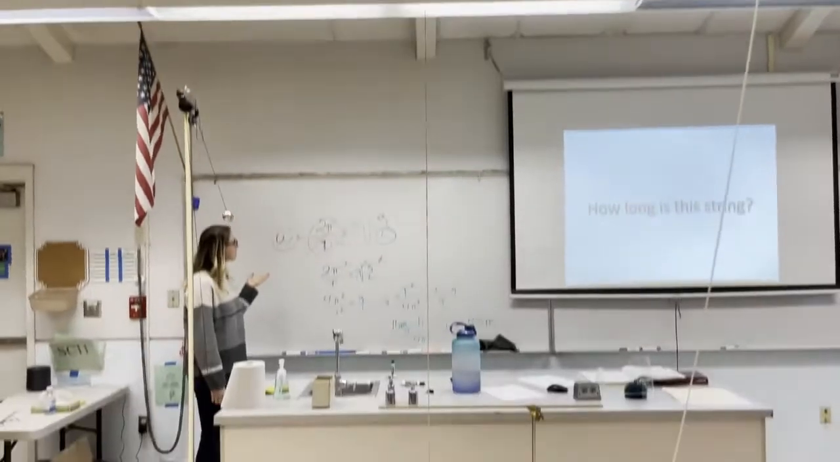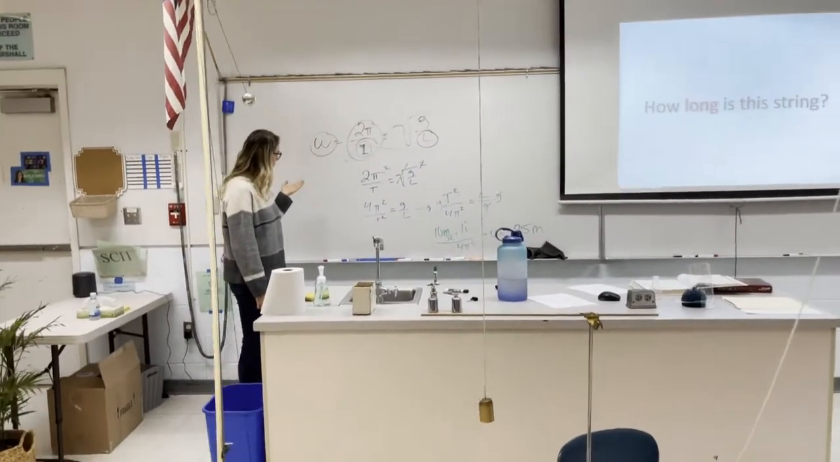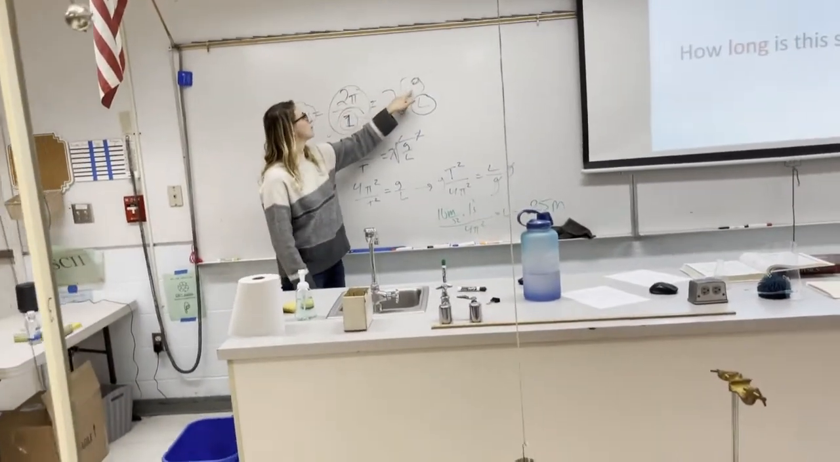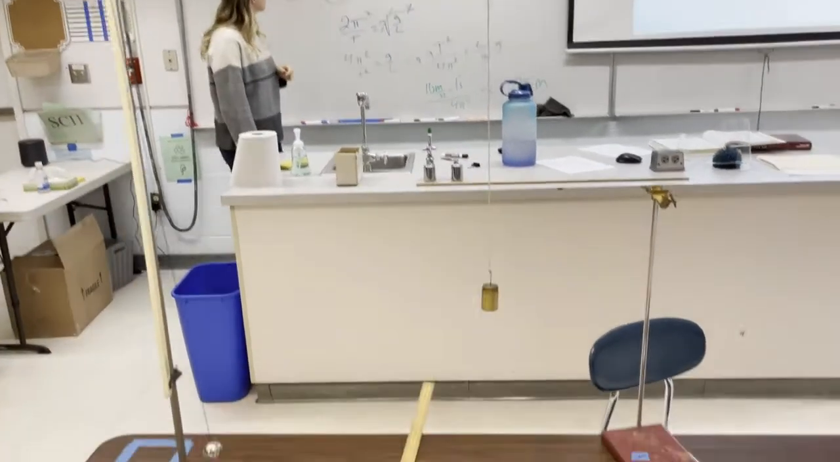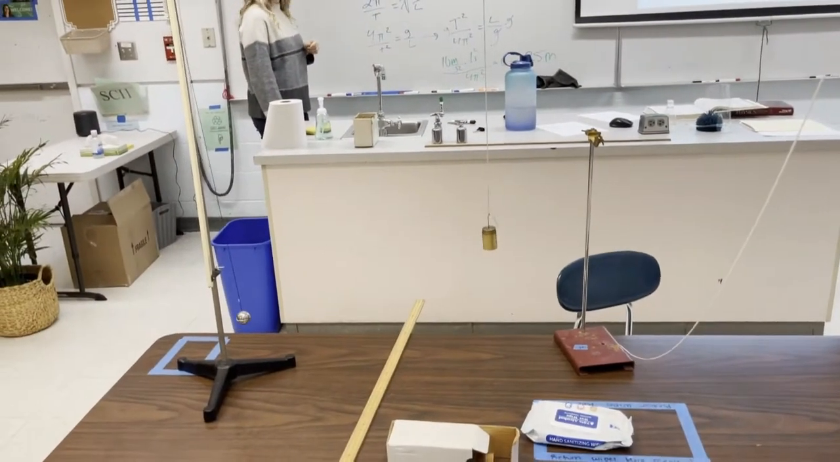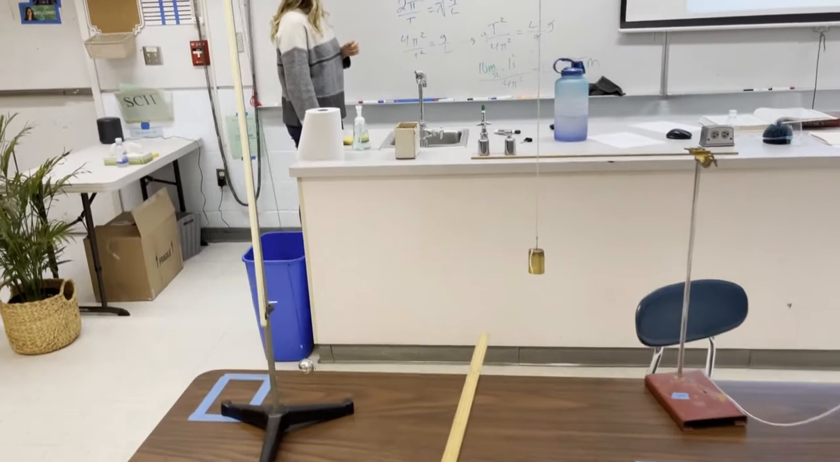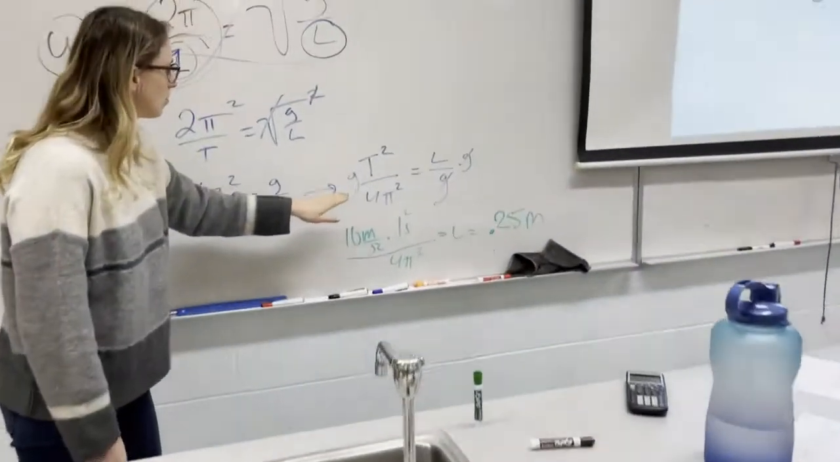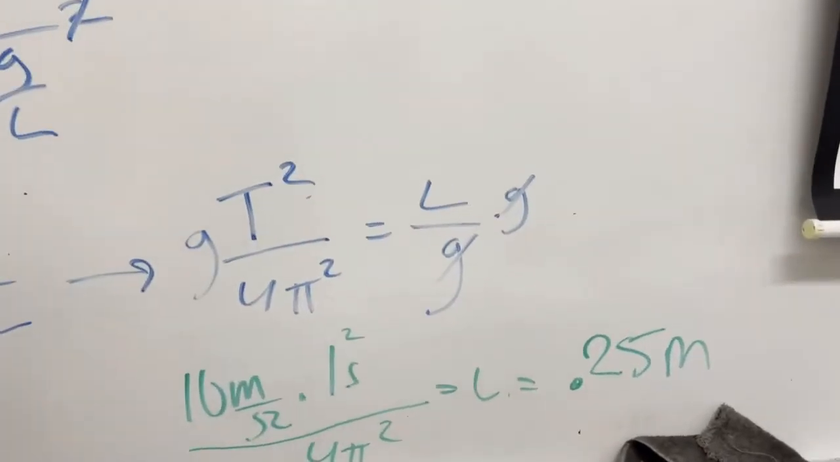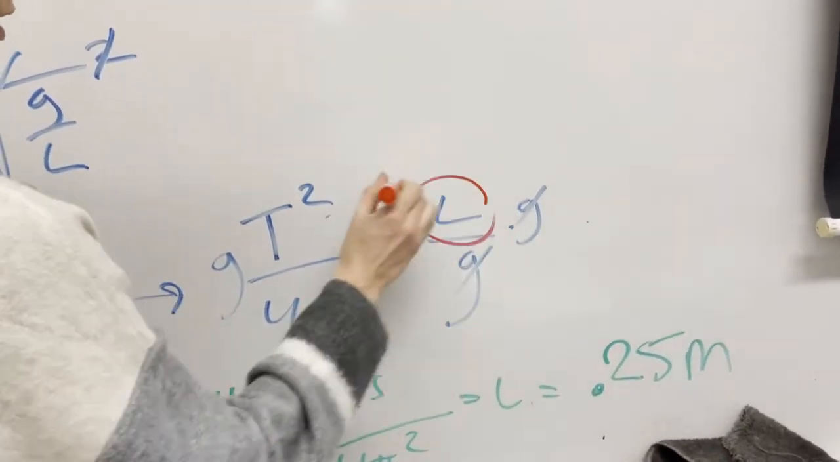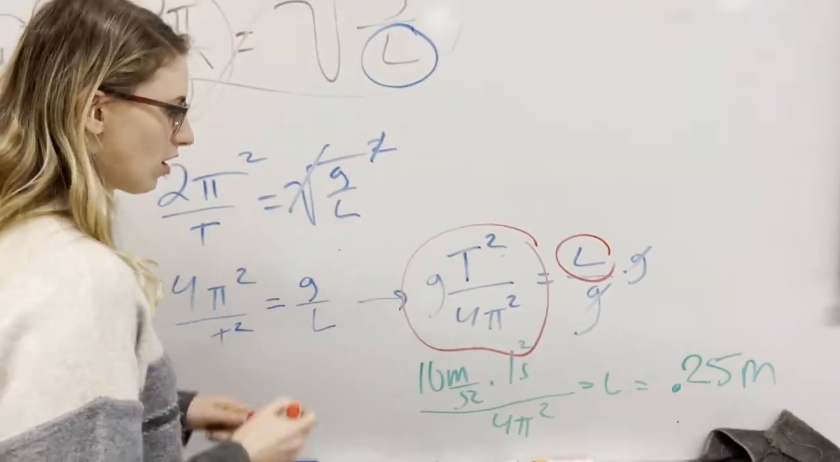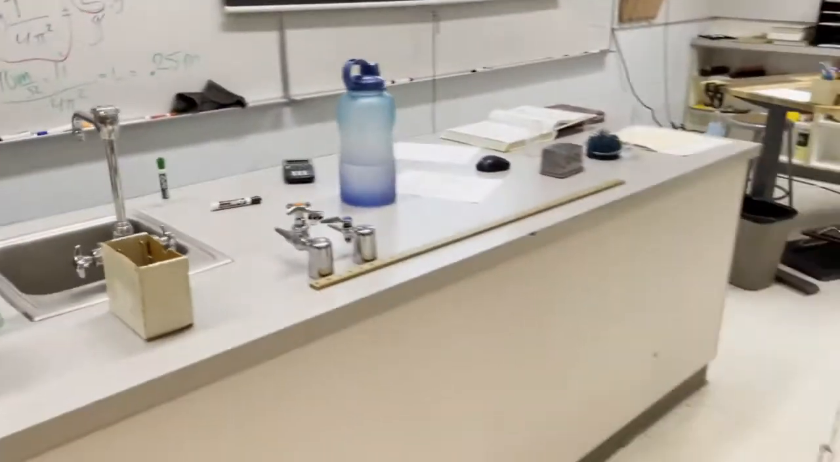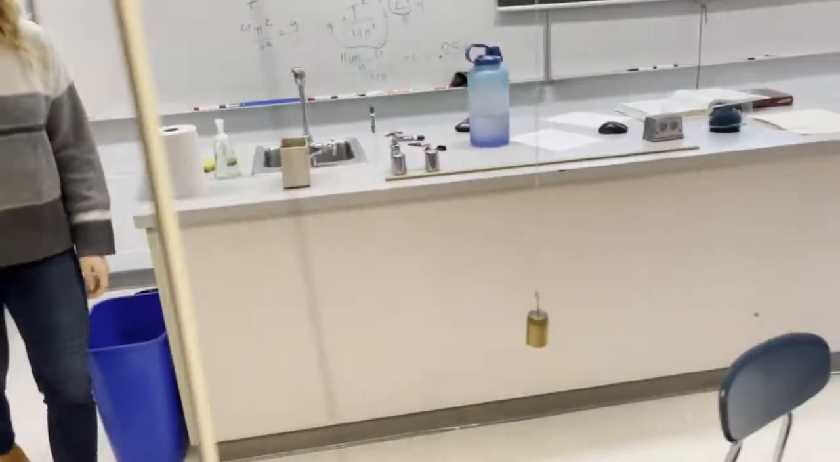Well, we're here on Earth, so the acceleration due to gravity is 10 meters per second per second. And didn't we solve for L a minute ago? Yeah, right here. So what is it we need? If we solve for L, these are the things we need. All we need is the period.